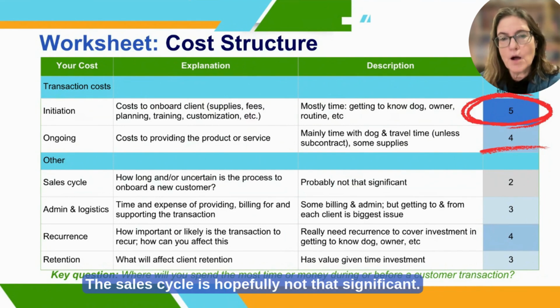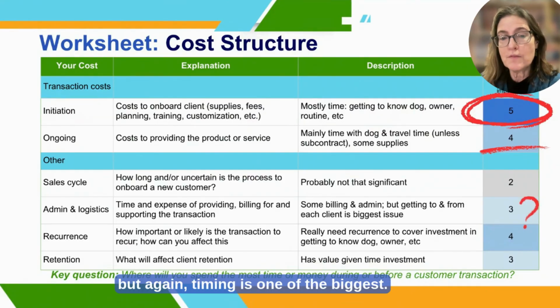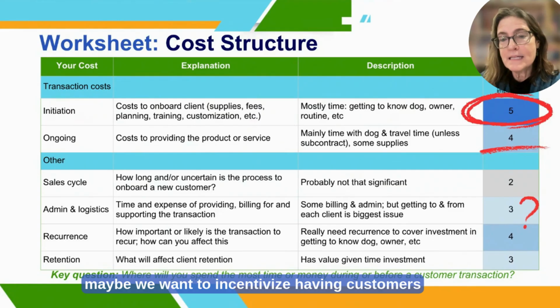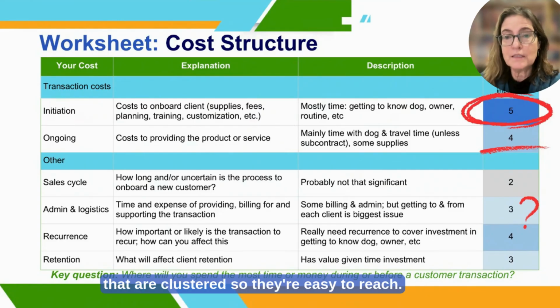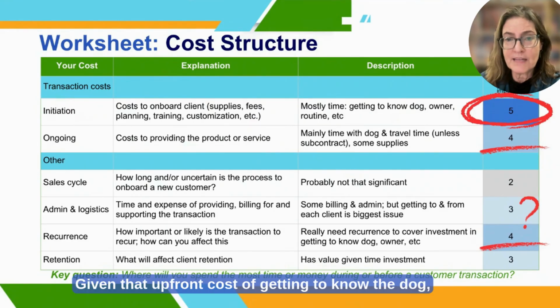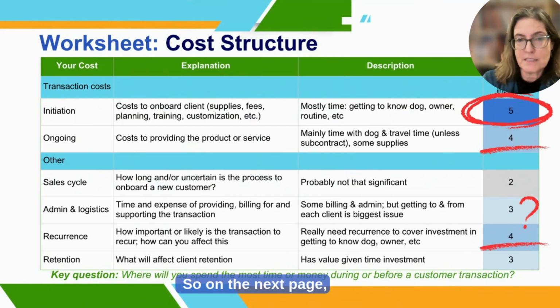The sales cycle is hopefully not that significant. We will have some admin and logistic costs, but again, timing is one of the biggest. So this makes us think, maybe we want to incentivize having customers that are clustered so they're easy to reach. Recurrence is going to be key to us. Given that upfront cost of getting to know the dog, we would really rather have a recurring customer.